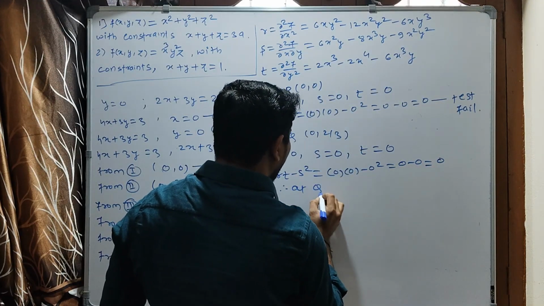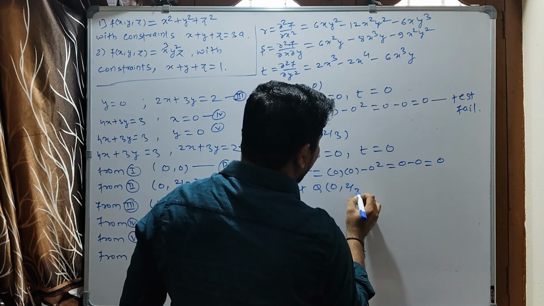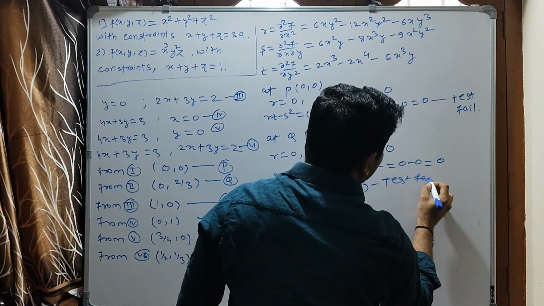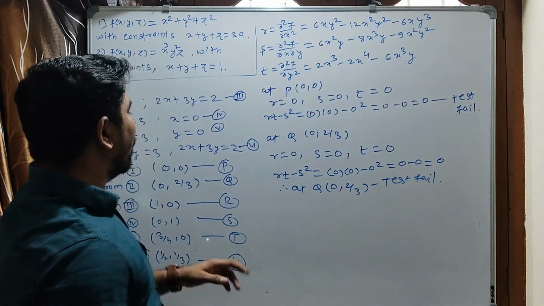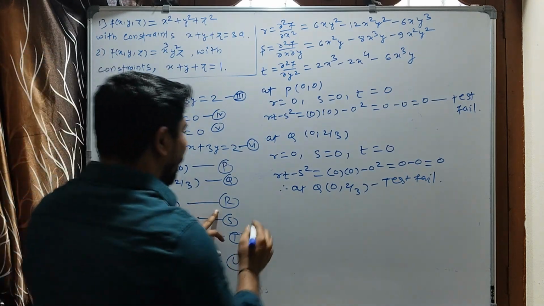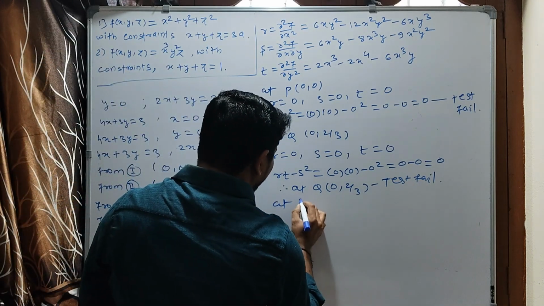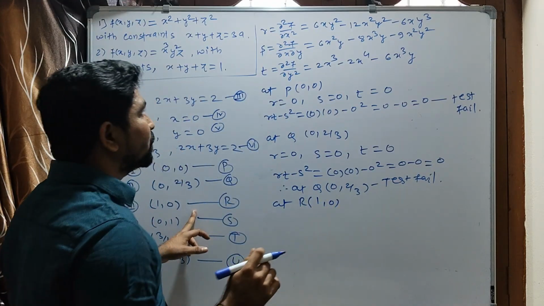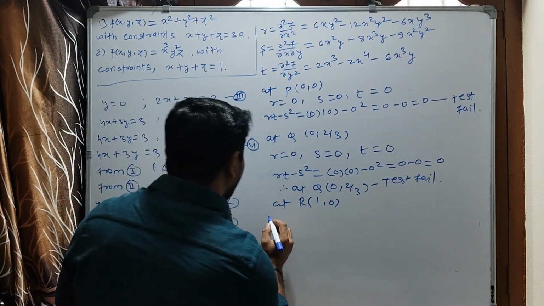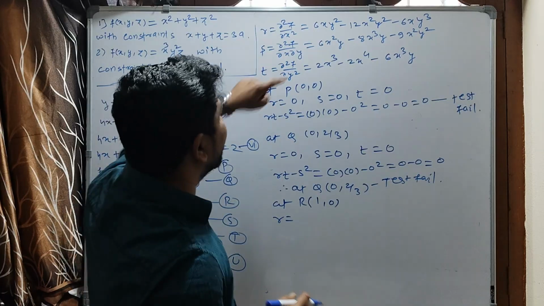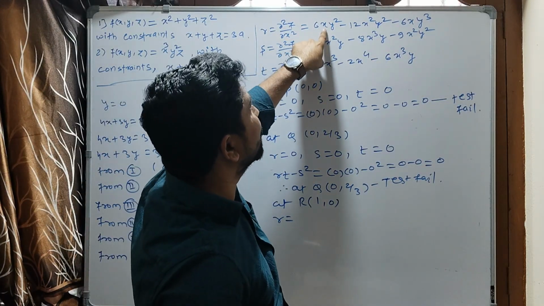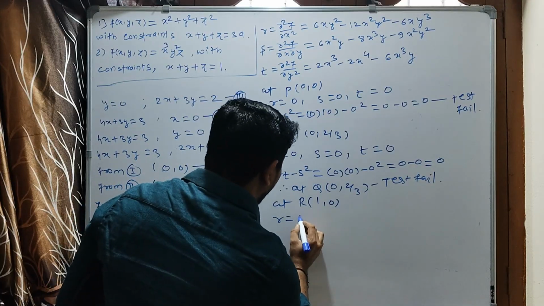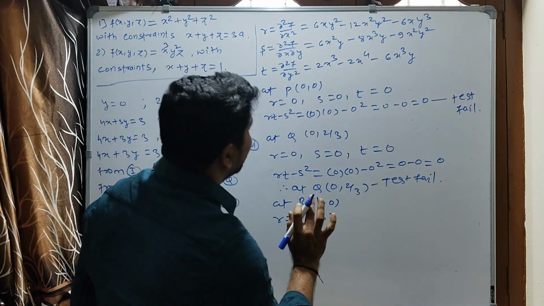Therefore at q, that is 0 by 0 comma 2 by 3, the test fails, or we can say no conclusion. Now at r, r is (1, 0), that is x is 1 and y is 0. Here x is 1, y is 0, but 0 into anything is 0, so complete r is 0, s equal to, here x is 1, y is 0, so 0.